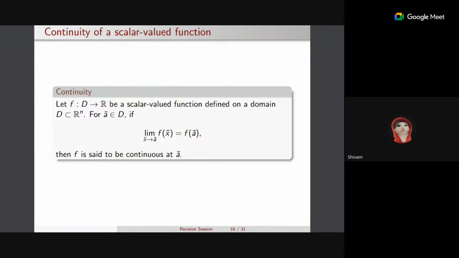Similarly, for scalar valued multivariable functions, if the limit along every sequence, or alternatively along every possible curve, is equal, then you say that the limit exists. And if it is actually equal to the function value, then you say that the function is continuous.